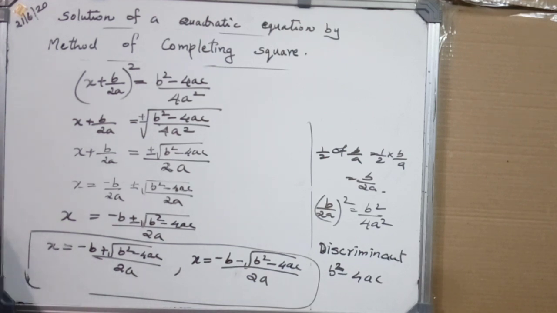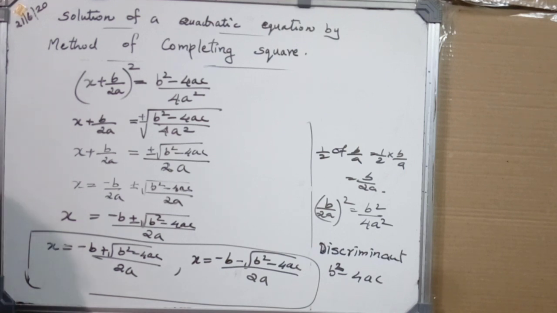And if b square minus 4ac is less than 0, there is no real root. Why? Because we cannot find the square root of a negative number in real numbers. There are imaginary roots that you will study in higher classes, but for negative numbers there is no real root. So if you get a negative value for b square minus 4ac, there is no real root. These are the three natures of the roots of a quadratic equation.